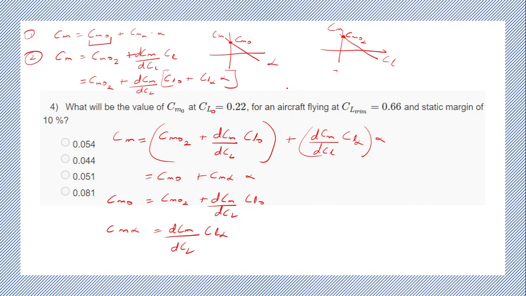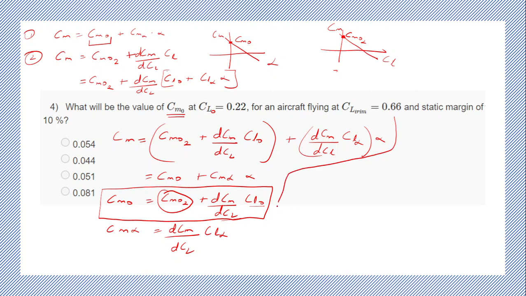Different. Okay. So now in this question they've asked you to find out Cm naught, that is this quantity. So Cm naught is Cm naught 2 plus dCm by dCl into Cl naught. We have this quantity, we have this quantity. We need to find out Cm naught 2, then you get Cm naught. So this is the equation that we need to use. So how do you find out Cm naught 2, the intercept of this line? How do we proceed?